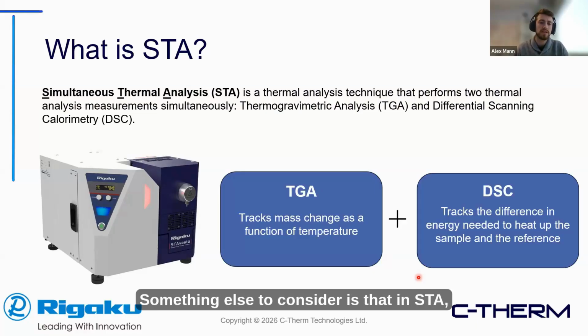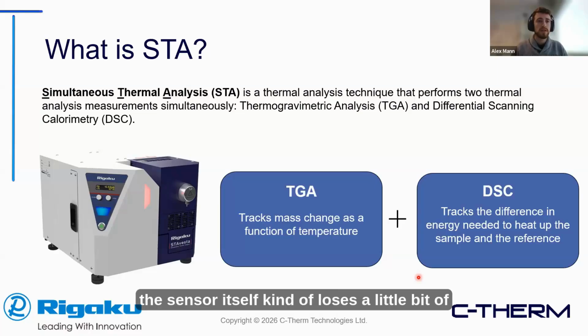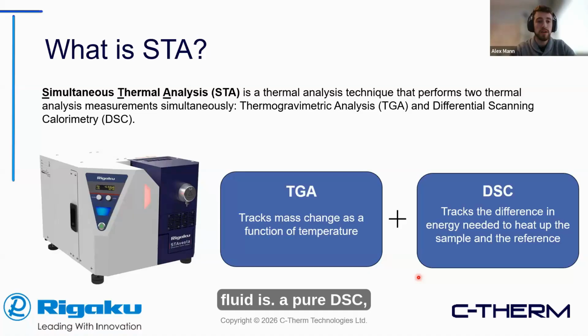Something else to consider is that in STA, you're getting a mass change, which can come by reduction, by oxygen for oxidation, or just plain old thermal decomposition. Some of these occur at really high temperatures, so the sensor is really robust in order to withstand all of these harsh events. In doing this, the sensor loses a little bit of sensitivity. So we get a robust sensor for STA, but the sensitivity isn't as high as with pure DSC.